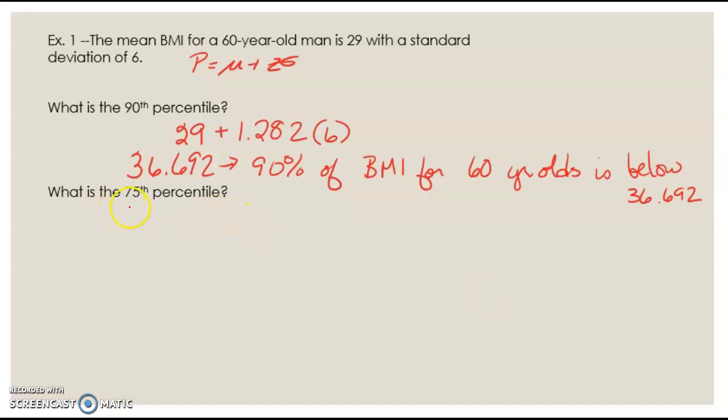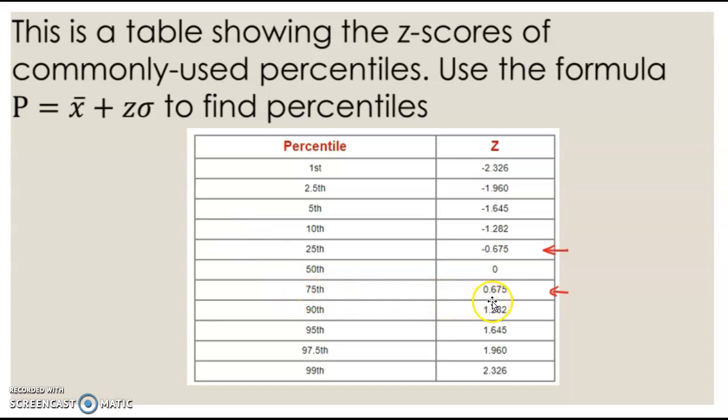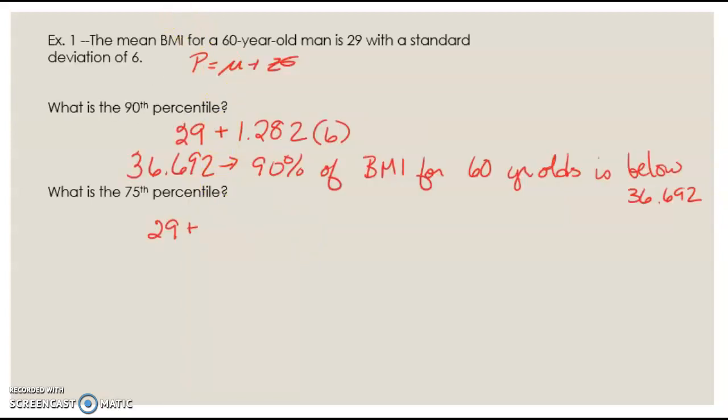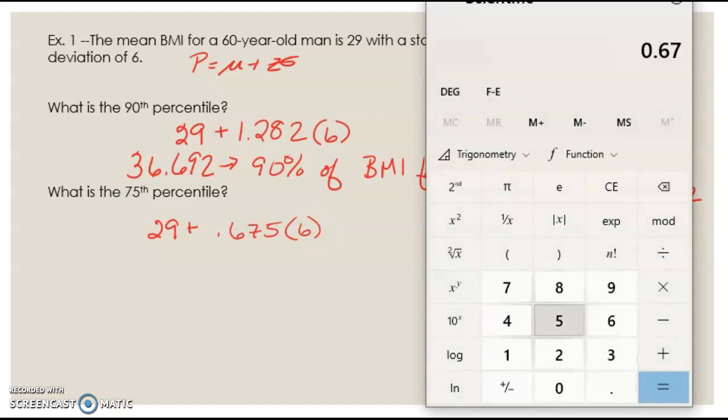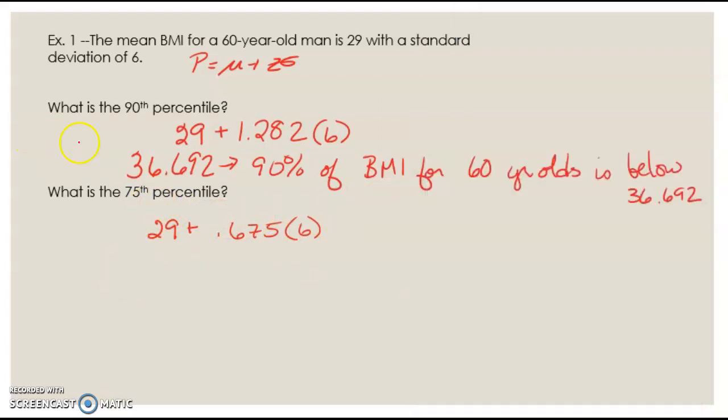What is the 75th percentile? Well, you still got the 29, still got the 6. The difference is that the 75th percentile z-score is 0.675. So you will have 0.675 times 6, equals, plus 29. So you've got the 75th percentile is 33.05. That's where you've got your 75th percentile.